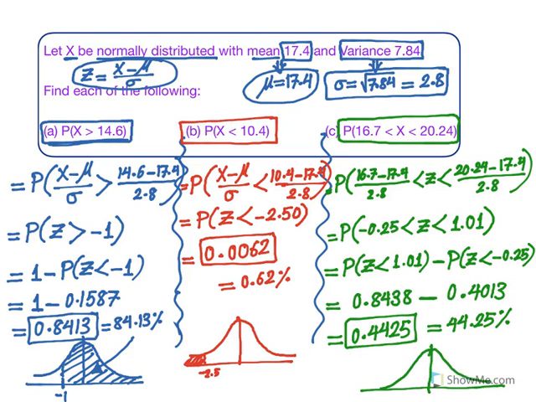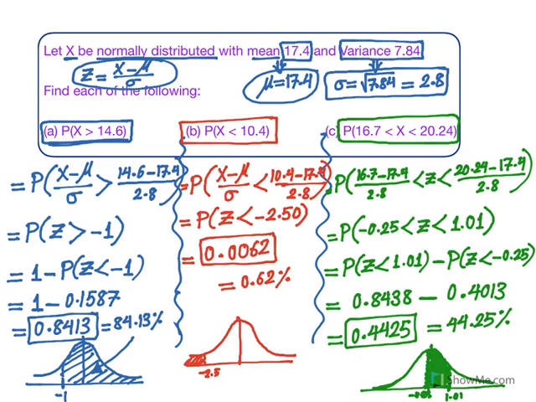Again, if you want to see it on the graph, this is the normal distribution, and you want between negative 0.25, which is very close to 0, up to 1.01, which is here. This is the area that you want to measure, and we found that it's almost 44%. It looks like it's correct from what I graphed here.